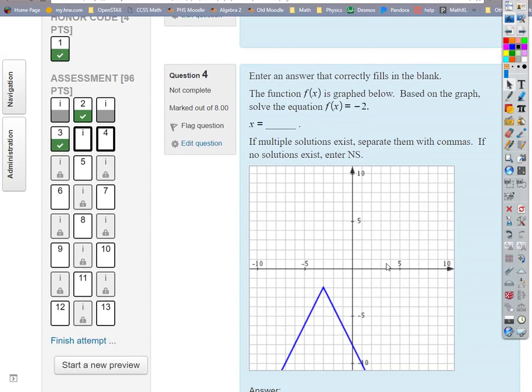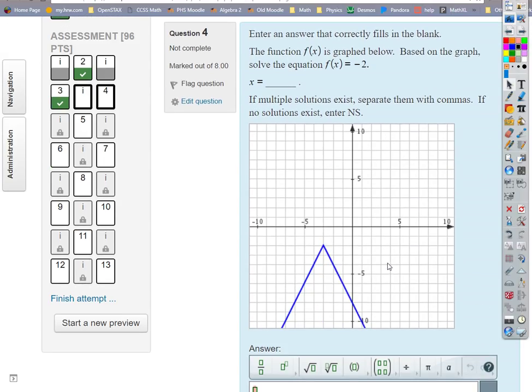Okay, what about this guy? Same thing. This time we want to know when does f of x equal -2. I kind of wish we'd had one where there were two solutions. What if, hypothetically, this had said f of x equals -6? What would I do?